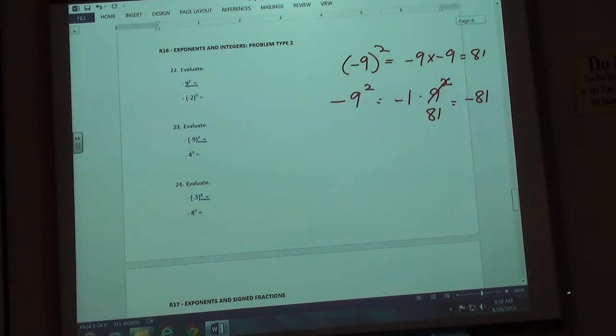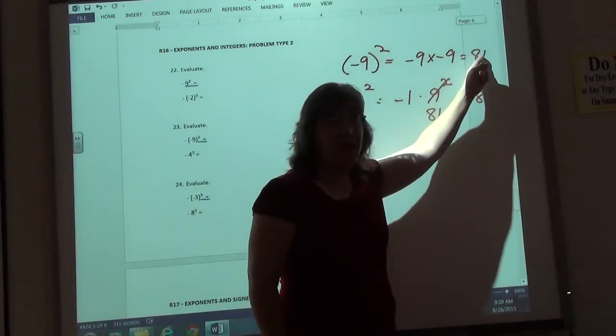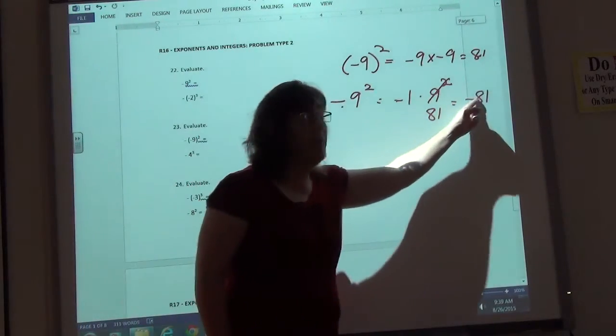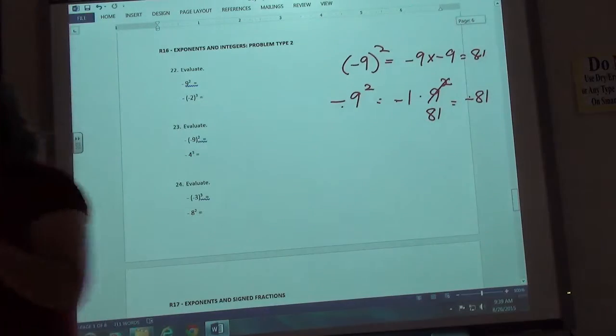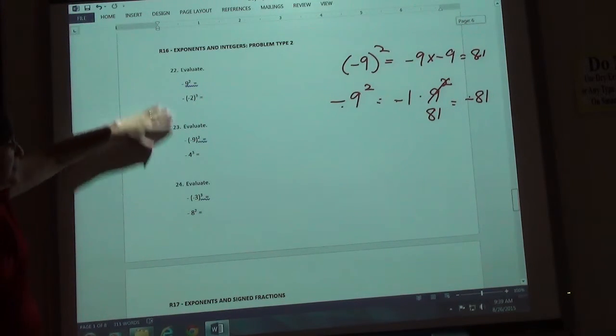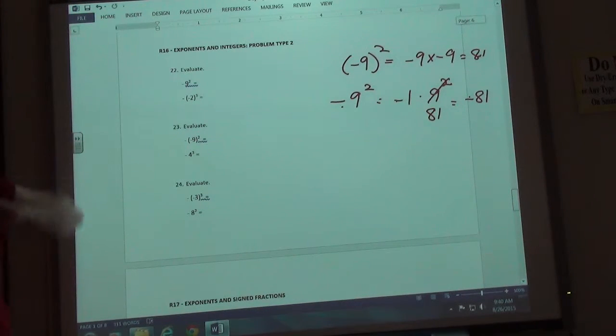Now your calculator knows the difference. If you punch it in this way with the parentheses, you will get 81. If you punch it in this way without the parentheses, you're going to get a negative 81. That's the difference. So what they're trying to get across on these next ones is if you have that negative hanging out in front, it means negative 1 times something.